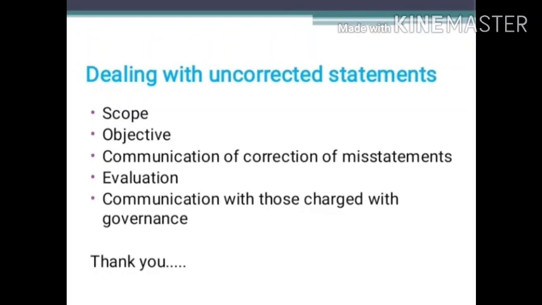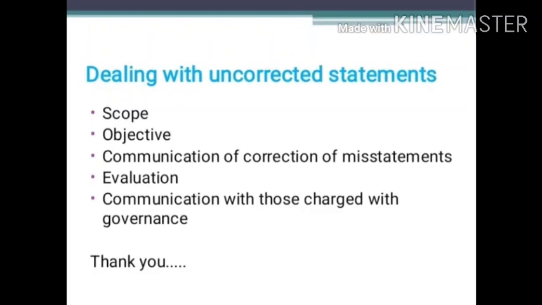Once it is evaluated, the communication with those charged with governance or the management has to be done by the auditor. The auditor is going to communicate to the governance or the management about the uncorrected misstatements and the effect it is going to have on the audit report, and what the auditor is going to write in the auditor's report, unless prohibited by law or regulations. The auditor's communication shall identify the material or uncorrected misstatements individually. The auditor shall request the management to correct the uncorrected misstatements.